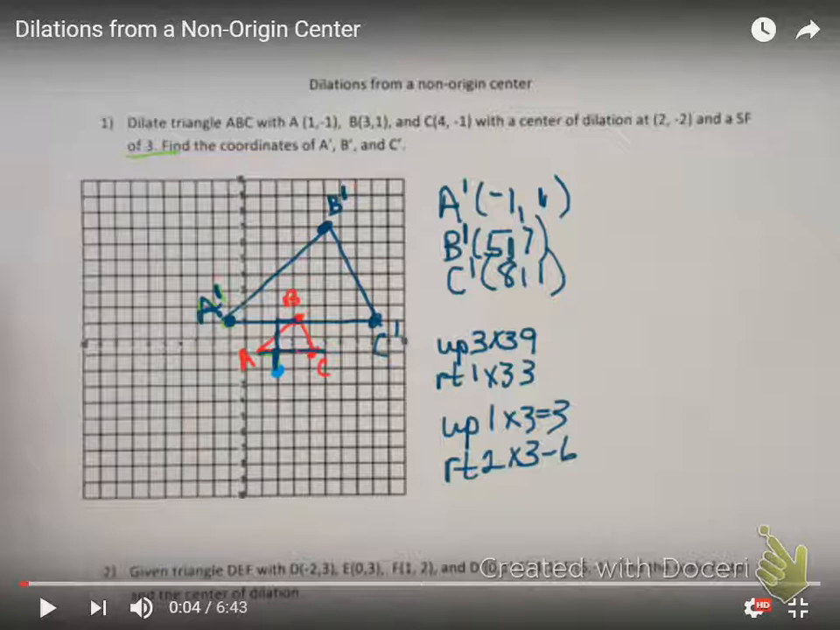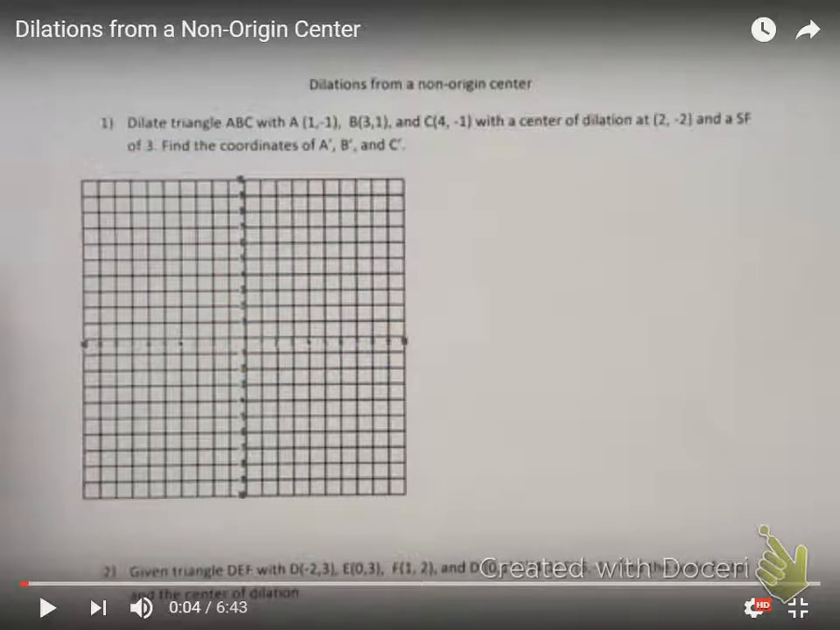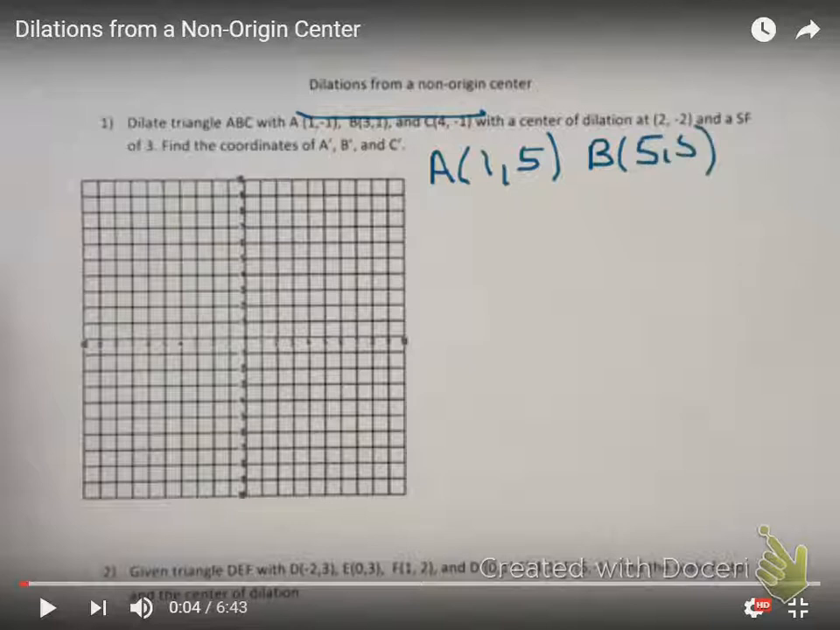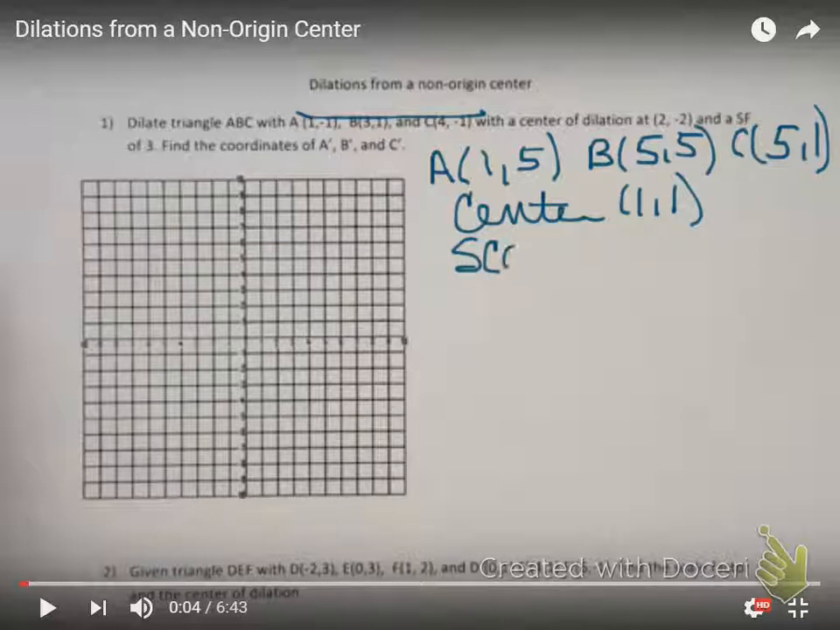All right, so let's look at one where the scale factor is a fraction, and I've got one here that is already made up. It says that A is at (1, 5), B is at (5, 5), and C is at (5, 1). The center is at (1, 1), and the scale factor is 1/4.